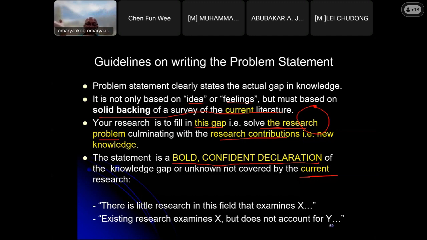To the best of my knowledge. You don't have to write that. It means that we know that when you write that, it's already the best of your knowledge. So you must say, for example, there is little existing research at X, but it does not account for Y. Okay, so you must be able to write something like that.